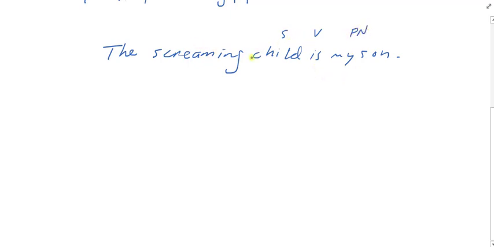How does screaming relate to child here? Yeah, it's describing or modifying the child. It's telling me something about the child. What kind of child is my son? Well, the screaming child is my son. So this is a participle in English, and it functions adjectively, and that's what participles do.